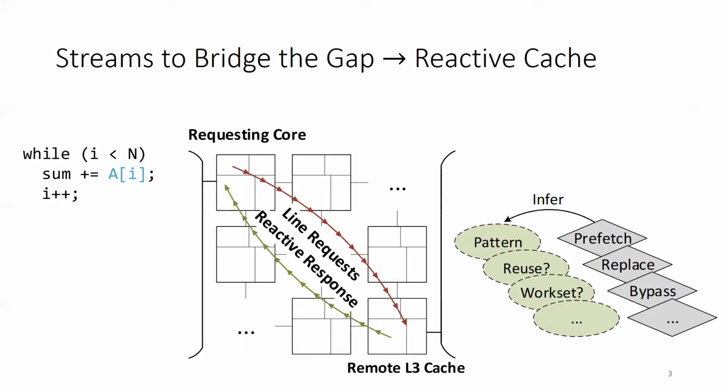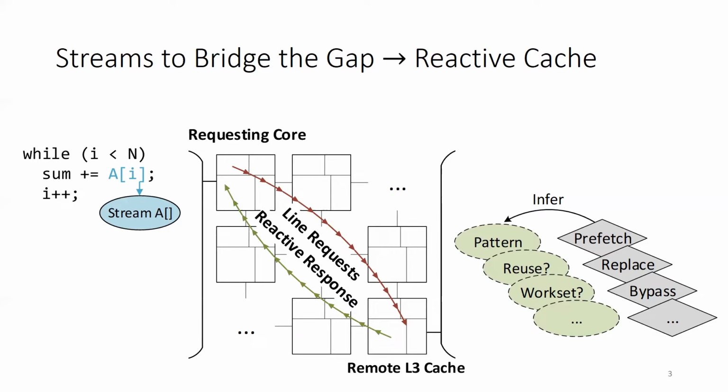An alternate approach that we explore here is to encode longer-term memory access patterns as first-class primitives in a von Neumann ISA. We call these patterns streams. For example, here this linear access to array A can be represented as a linear stream, which enables accurate prefetching in the hardware as the pattern is well-defined.